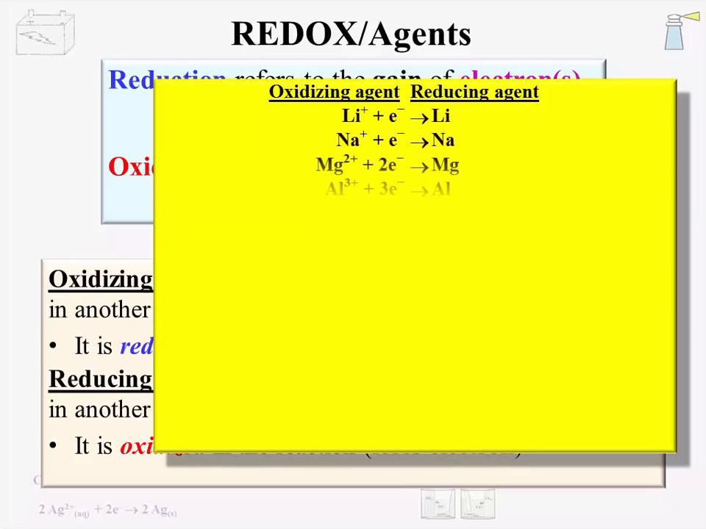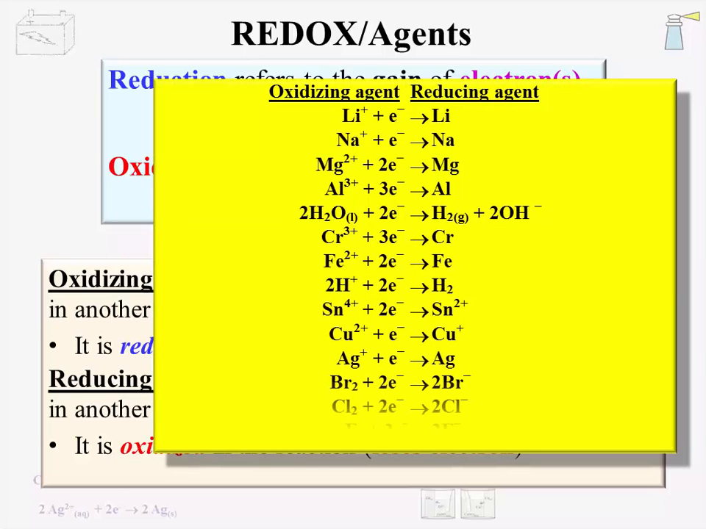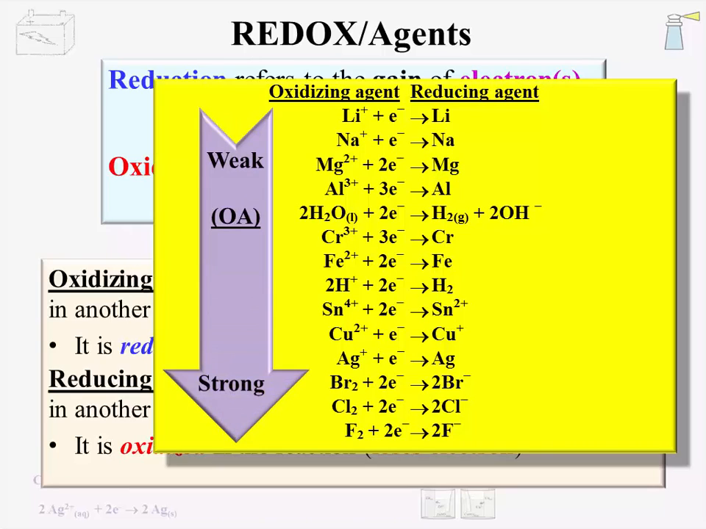Most textbooks will have a list of reactions that show the reduction of elements and compounds. As reduction, they are all written with the electron or electrons as reactants. Therefore, the compound in the reactant is the oxidizing agent. It gets reduced. And the compound in the product is the reducing agent. It gets oxidized. Since not all oxidizing agents are created equal, the table generally lists them in order of strength. The weakest or poorest oxidizing agents are at the top, and the strongest are at the bottom.